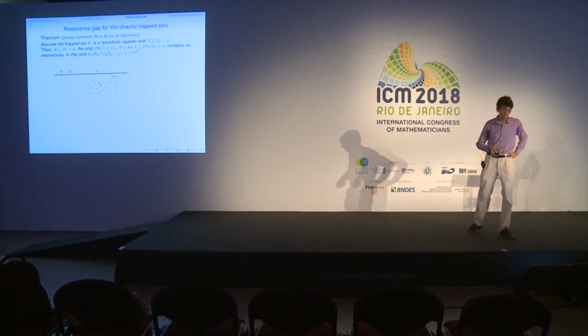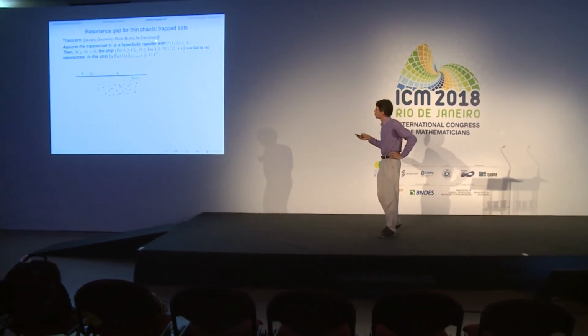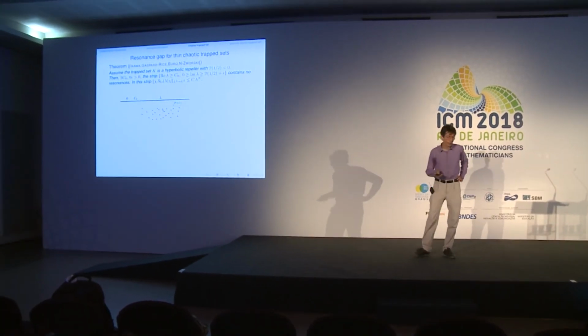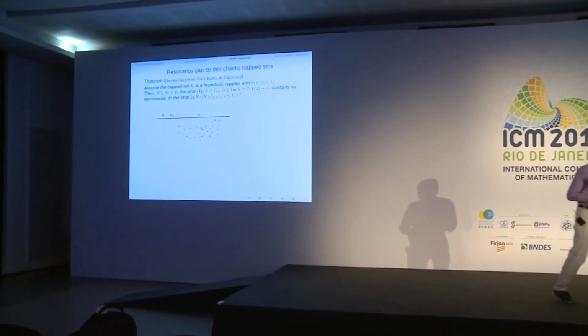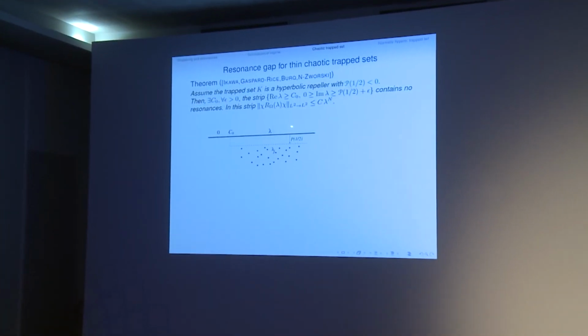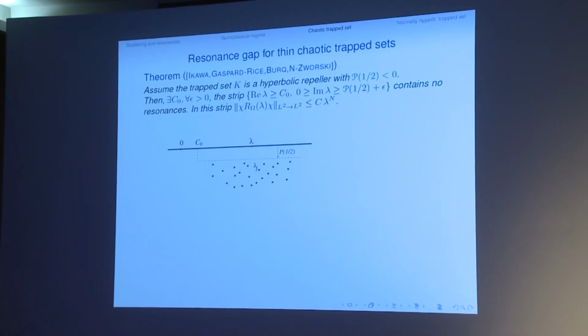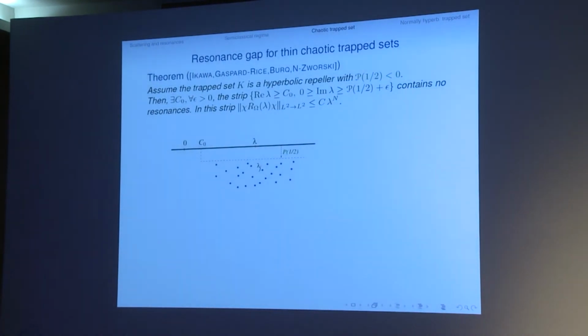So first, the result I want to show is that depending on the value of this pressure, if this pressure is negative, so if the trapped set is thin, then we have a gap. And the gap is given at least by the value of this pressure. And together with the gap, we also have some nice estimates of the resolvent inside this gap. So that's the main result, which is quite general, quite robust.